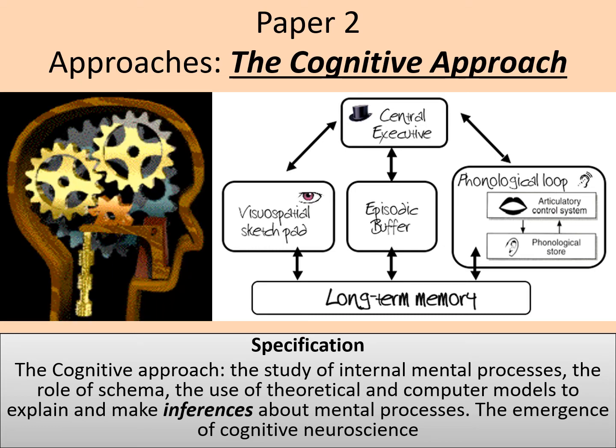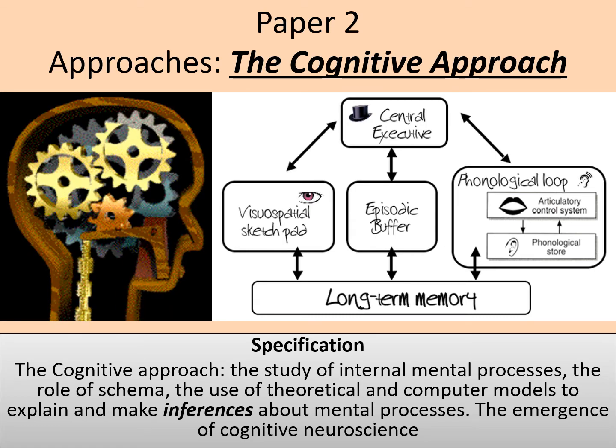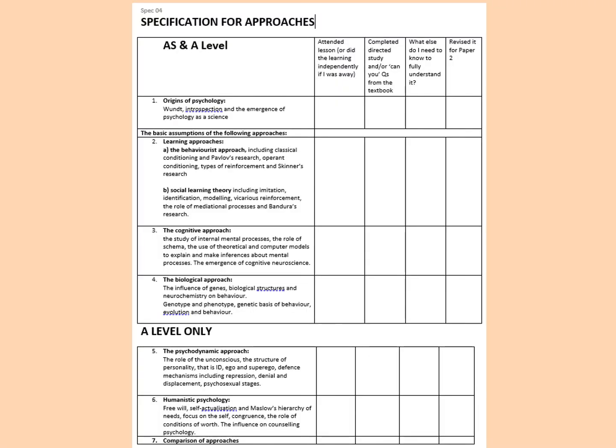This lesson is on the cognitive approach for A-level psychology, and it's actually number 3 on the specification for the approaches unit. So you've already done number 1, origins of psychology, number 2, the learning theories, which are the behaviourist and social learning theory, and this is number 3 on the spec, the cognitive approach. So we can see that the specification has quite a lot of details. We're going to go through all of that and the evaluation.